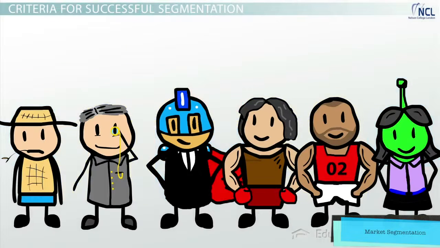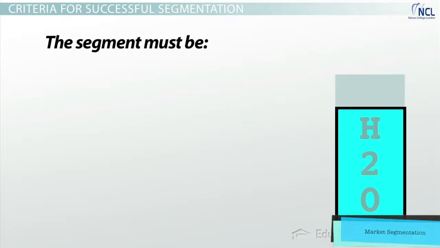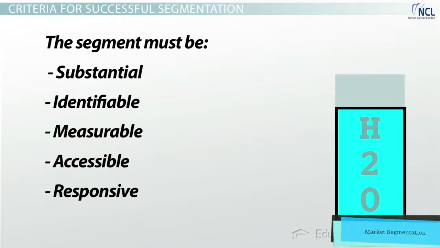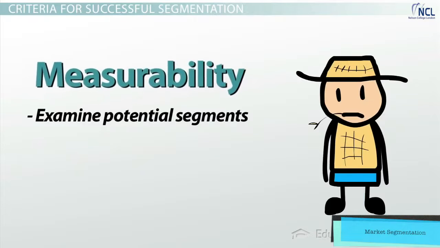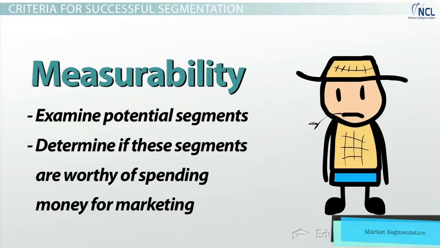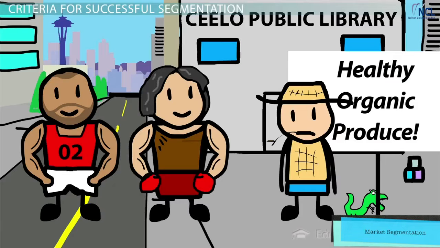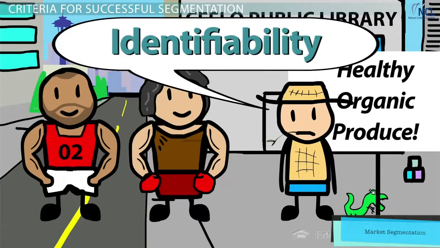Not every single segment would be a valid group to target for a company. There are some basic rules in developing an appropriate segmentation target. In order for a company to consider a segment of the market for business, the segment must be substantial, identifiable, measurable, accessible, and responsive. Farmer Joseph must examine his potential segments and see if they're large enough to be worthy of advertising dollars. He must also feel confident that spending marketing dollars on promoting to a segment will result in enough sales.